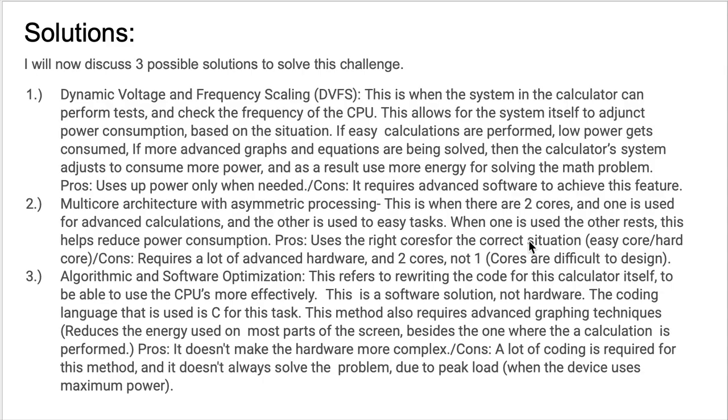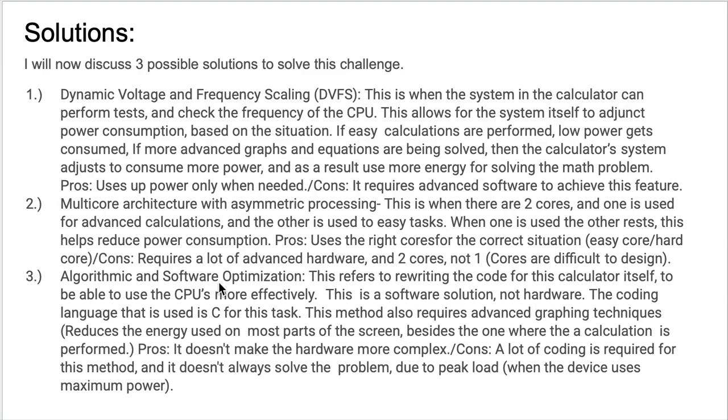The pros are that the right core is used for the right situation. When it's an easy task, the easy core is used. However, the cons are that it has more advanced hardware. There are two cores, not one, and it's more difficult to design. These cores are not easy to design, and there's two of them, so that makes it a little bit more difficult. And there's the third method that I'll discuss, and that is the algorithmic and software optimization.